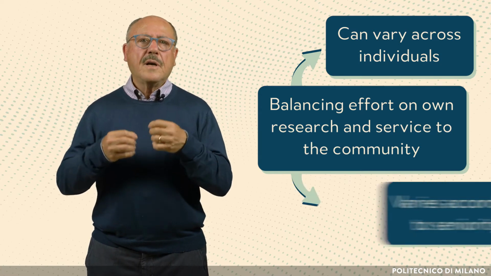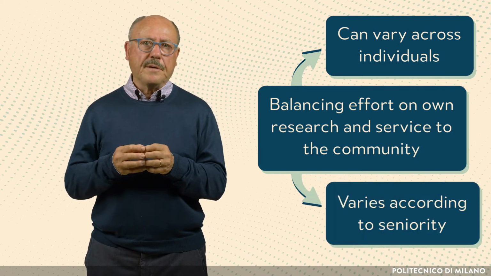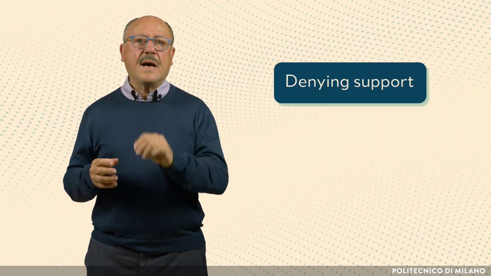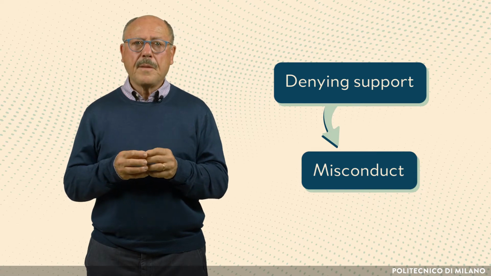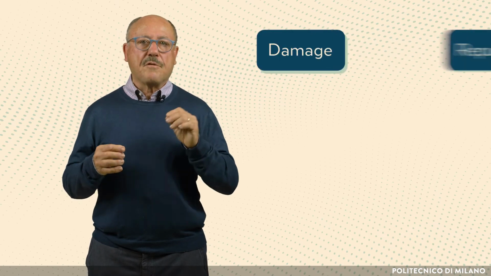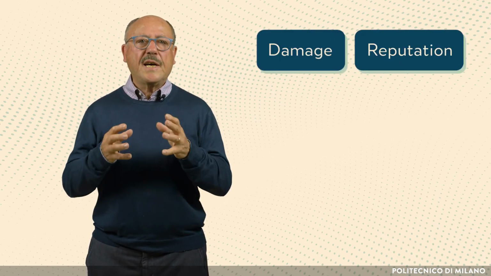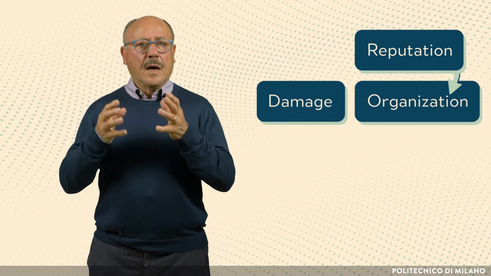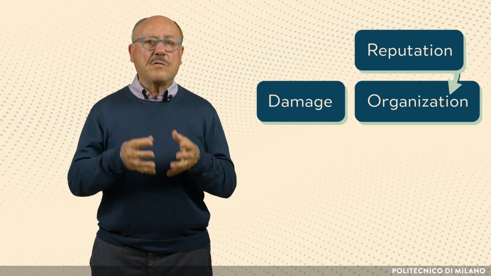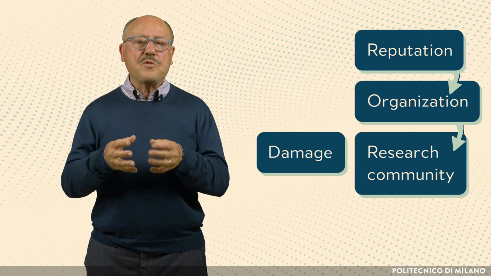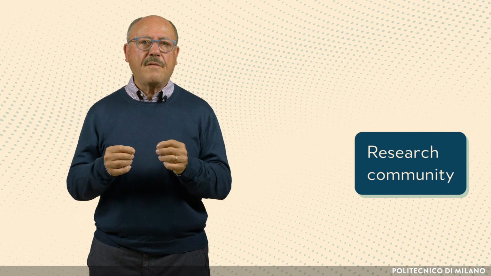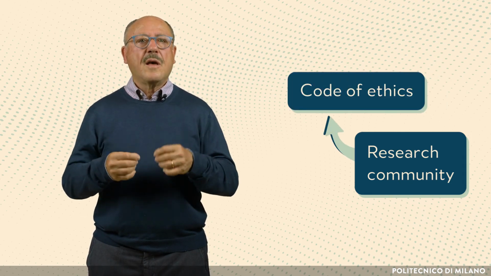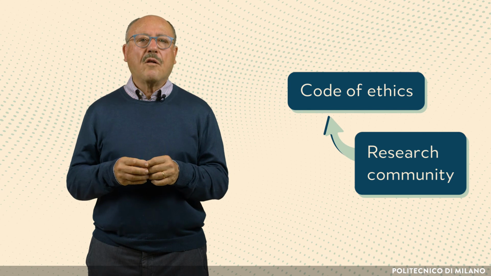Proper balance between effort allocation in own research and service to the community can vary across individuals, and in particular, it varies according to seniority. But denying any kind of support to community activities is a misconduct. As a final remark, misconducts not only damage the reputation of the individual, but shed a negative light to the organization in which the individual operates and to the research community at large. This is why communities often have their own code of ethics and may react in case of misconduct.